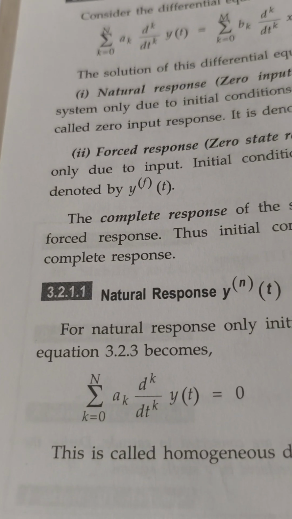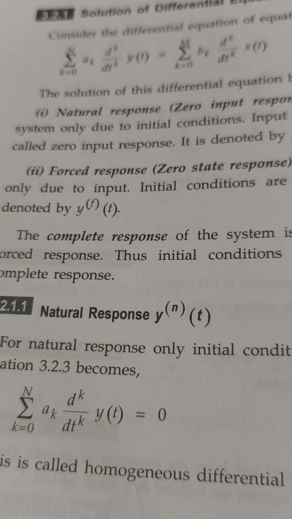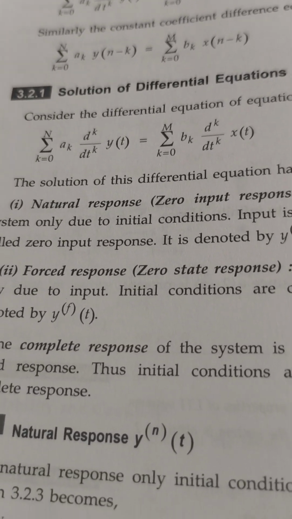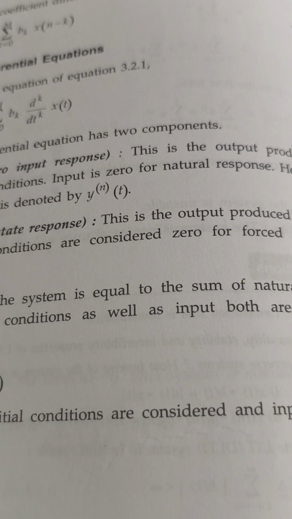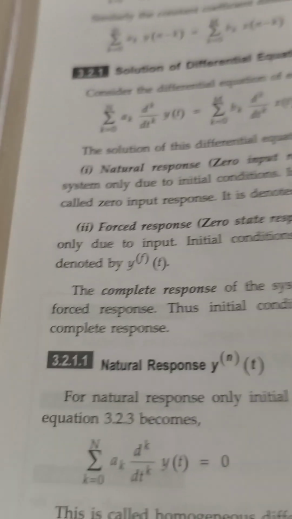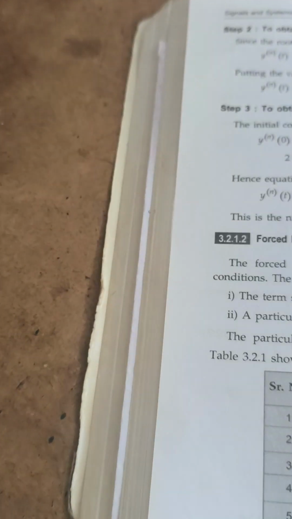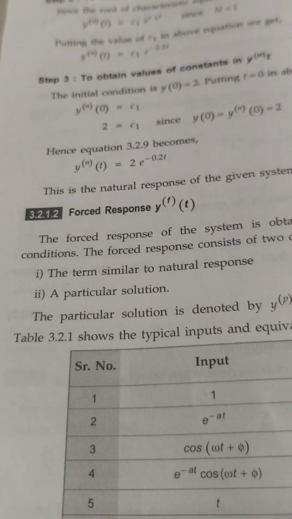It is denoted by y_f(t), where f stands for forced response. Here y_n stands for the natural response. N for natural, f for forced response. Now, with an example, we'll discuss how to find the forced response.